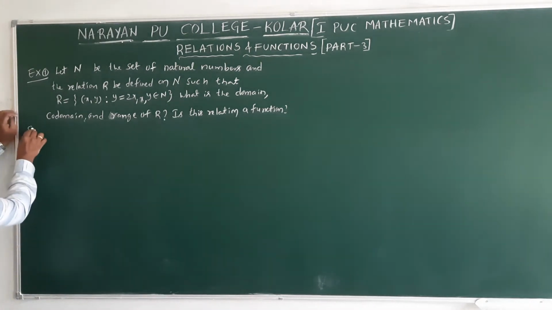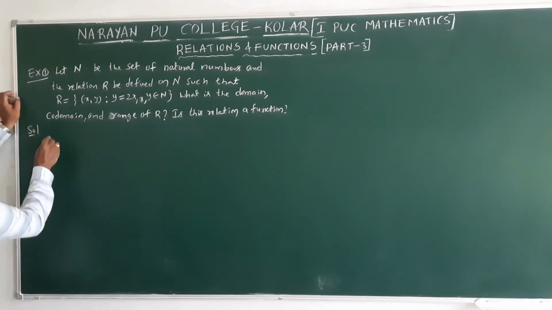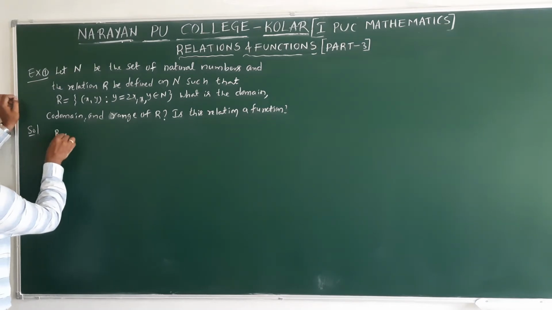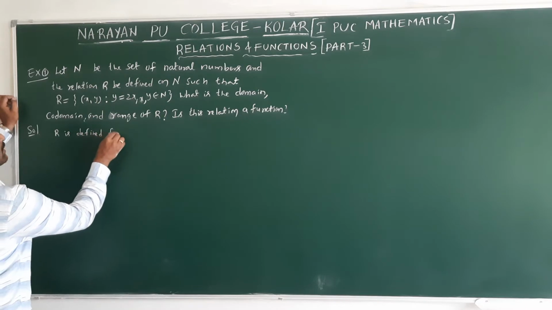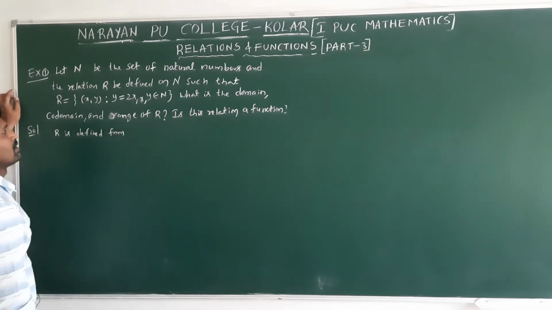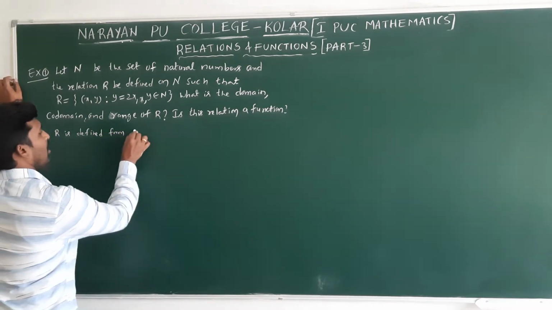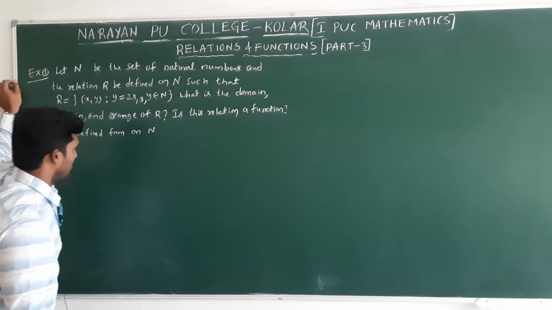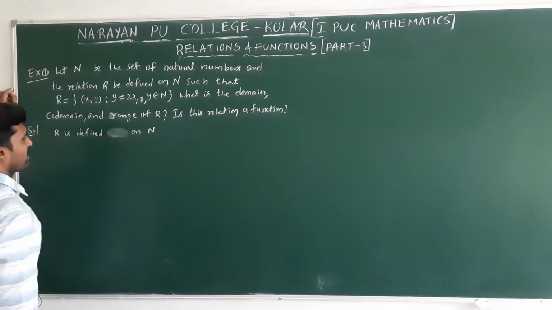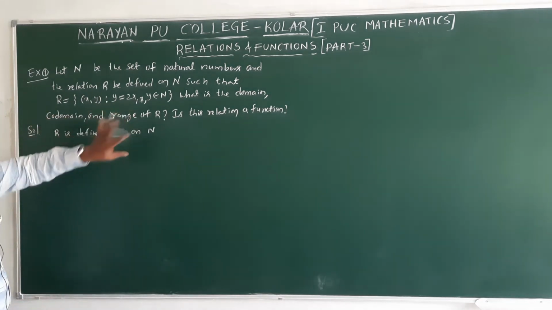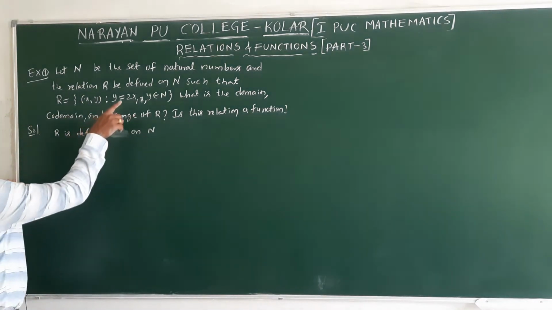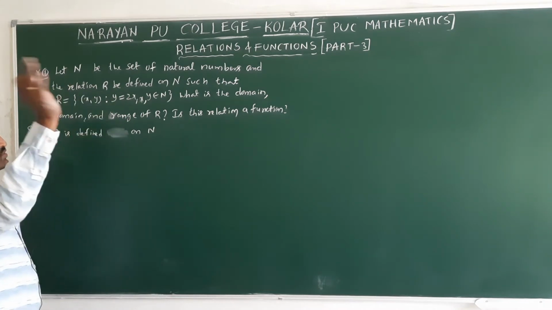Now what relation is given? N is the set of natural numbers, x and y both are natural numbers only. That's why here R is clearly defined on natural numbers. X and Y both are natural numbers only. X natural number means from 1 up to and so on.